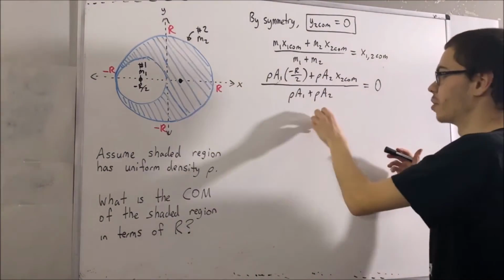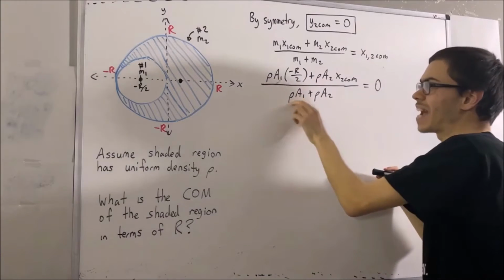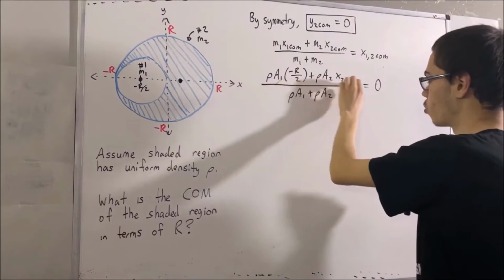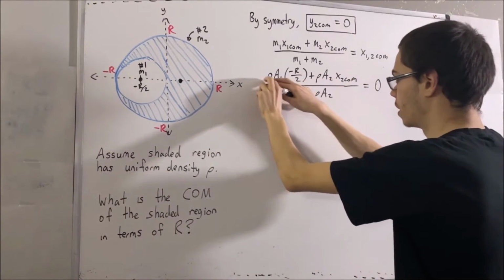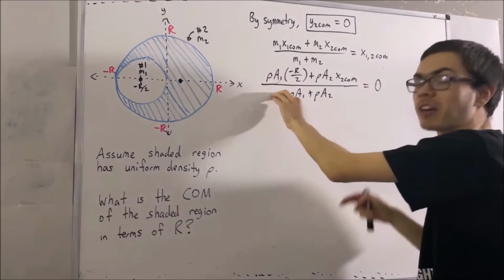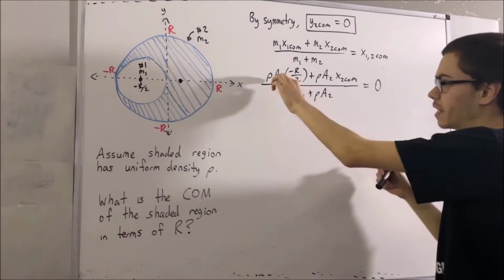Okay, so the next thing to notice is that the density is actually going to cancel out. And to see why, if you were to take the numerator and factor out rho, and you take the denominator and you also factor out rho, then the rho's will algebraically cancel out. So I'm just going to cancel out the rho's.